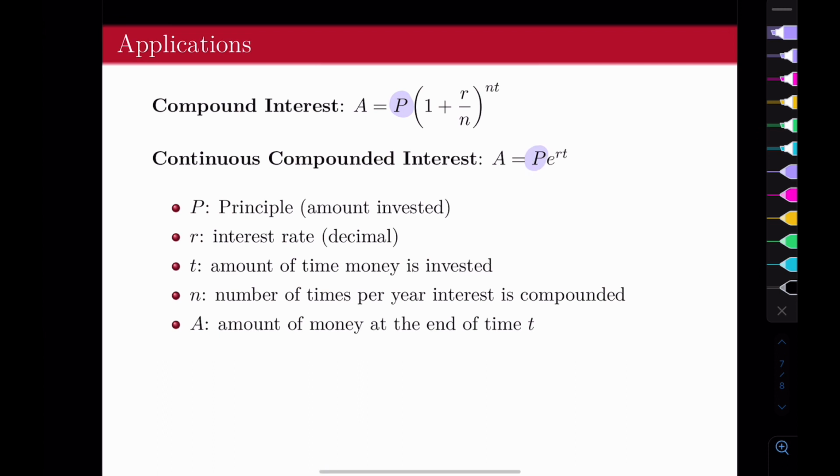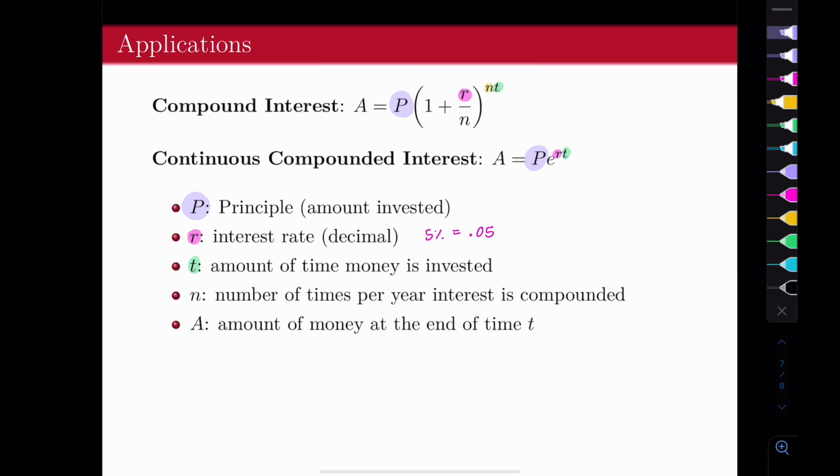This value of P is called our principal. So it's basically the amount of money you invest in the account or the amount of money you borrow from the account. This value of R is the interest rate. Okay, so you want to make sure you always enter that as a decimal. So say you have a 5% interest, you would enter that as 0.05. T in both of these equations is time, so it's the amount of years that your money is invested.